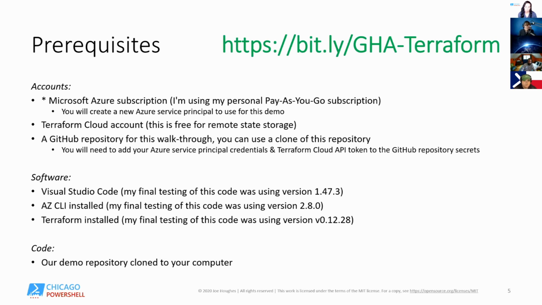And we're going to have this GitHub repository for the walkthrough, right? So you can clone this repo. You'll have to create a service principal and then import those credentials and this Terraform Cloud API token into the repository secrets, right? We're not managing everything even with the secret TF vars file. We're actually leveraging GitHub repository secrets for all of these.